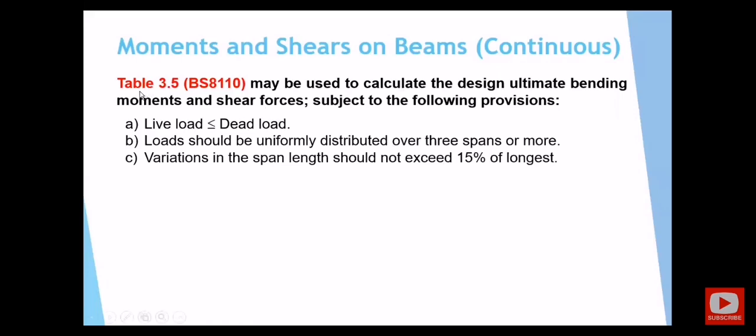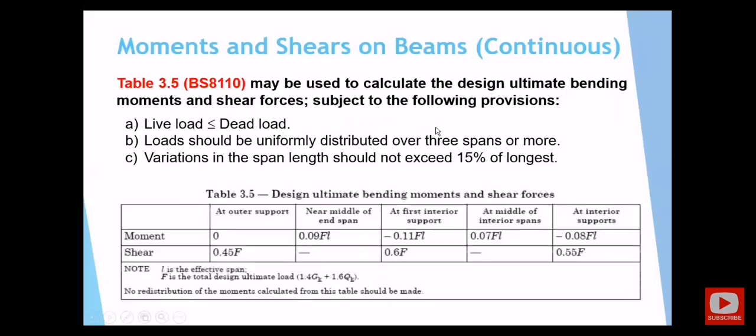So if you want to use table 3.5, you should satisfy the three conditions. What is this table 3.5? Let's see it together. It is similar to the table that we saw when we were designing continuous one-way slabs, but with a little bit of difference in the values. The first row here is for the bending moment, and the bottom row is for the shear.